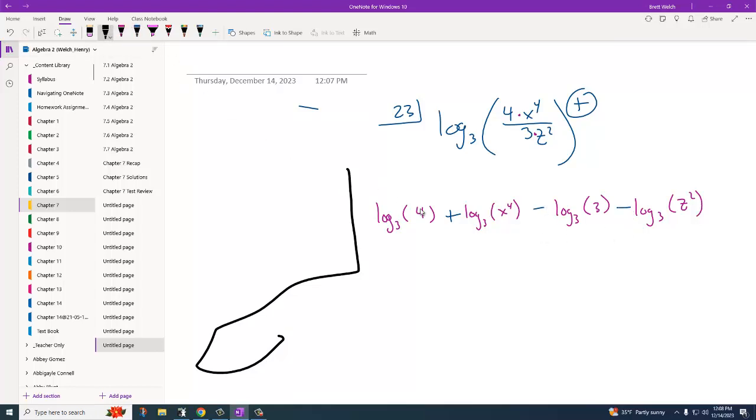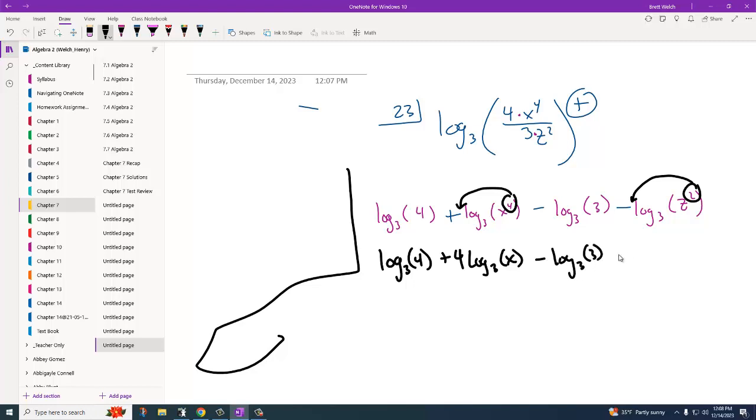The one last thing we haven't done on this problem is look for exponents. Exponents always get dumped in front of the logarithm that they're part of. So these exponents would go in front. My final answer would be log base 3 of 4 plus 4 log base 3 of x minus log base 3 of 3 minus 2 log base 3 of z. All right, so that's the fully expanded logarithm as we go.